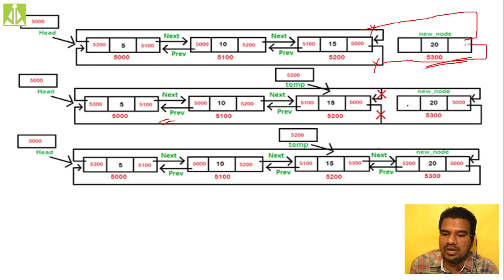Here we are removing the old links and adding the new links, and finally our linked list will become like this. And we have to take the temporary pointer to the last node. Before adding, we have to take it to the last node, and with the help of the temporary pointer only we are going to add the last node.